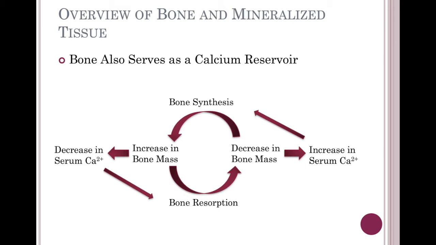As you increase bone mass, you can see you decrease the serum calcium, and that in turn leads to bone resorption, which is a decrease in bone mass, which increases the serum calcium, which leads to bone synthesis and an increase in bone mass. So this entire cycle feeds back on itself, and the whole point is to maintain homeostasis. There's a constant push and pull between bone synthesis and bone resorption that is regulated by the serum calcium, and maintaining this is really important to the health of the bone.